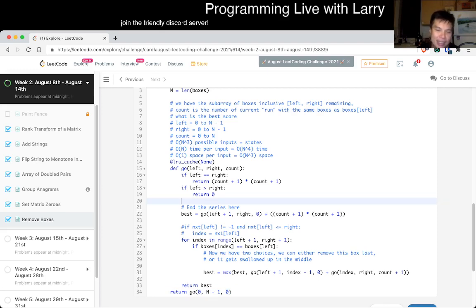Then here the base case is, if we have one number left, and we assume that this number matches the current count, that means the score would be count plus 1 times count plus 1. So here, if we have no boxes, then we return 0. Let's say we just want to end the series, then we consume the current box, box sub left. We consume that, and we have this score of count plus 1 squared, and here we just take the rest of the suffix, right?